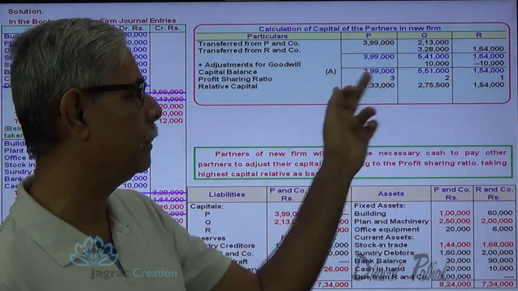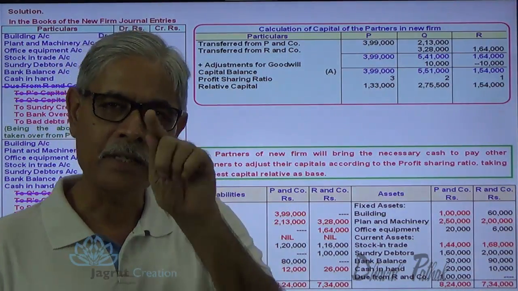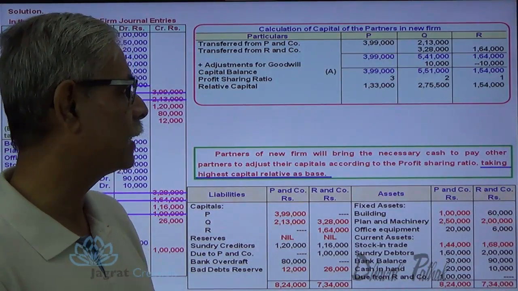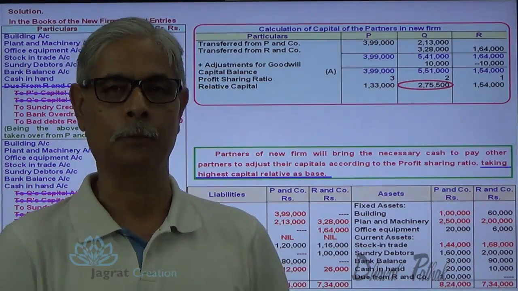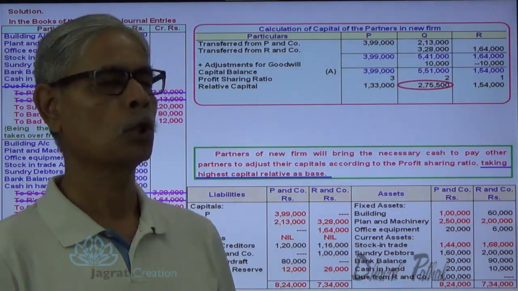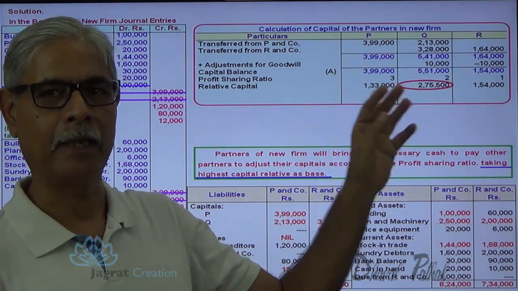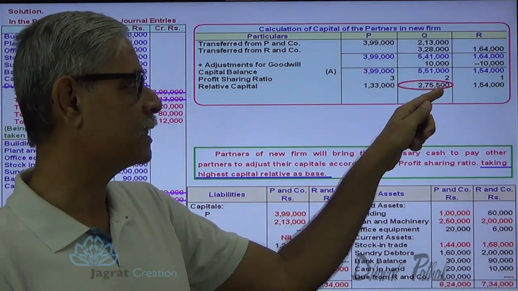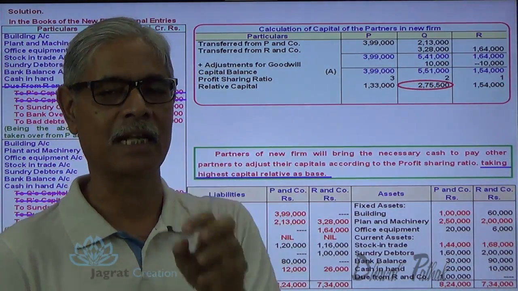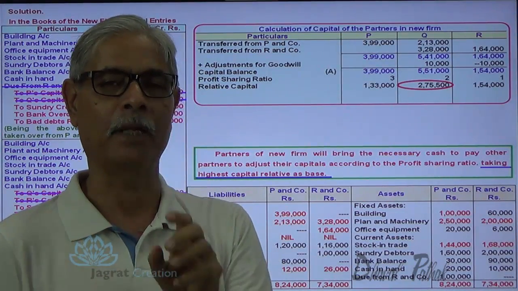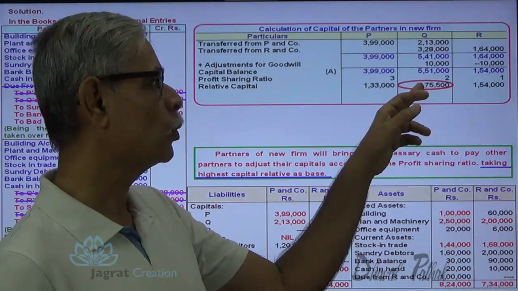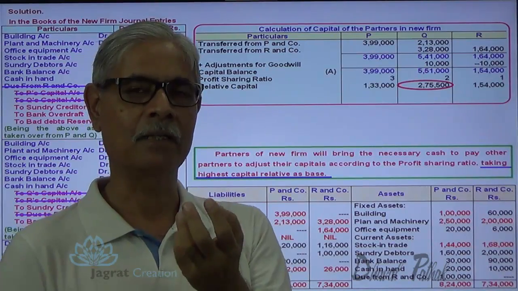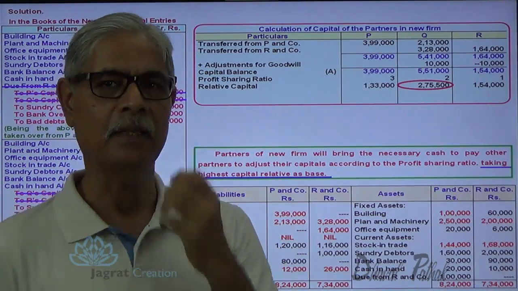Highest relative capital is the base. Highest capital relative is to be considered as the base standard. So 2,75,500 is the highest capital relative. That is taken as base. So every partner has to keep capital in proportion to this base. 2,75,500 is considered as the standard capital per unit of profit. It is the norm, established for maintaining the capital.